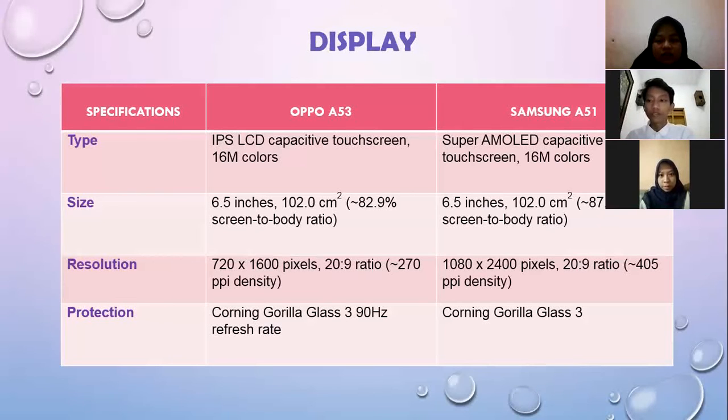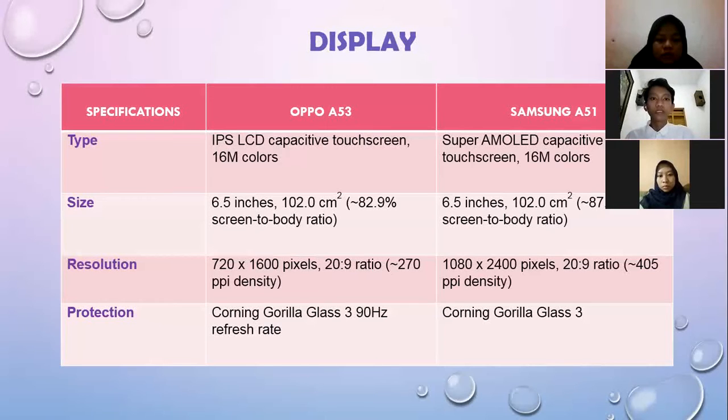Yes, Tikor. Hello everyone. My name is Tikor. In this slide, we will talk about the display used by both phones. Number 1 is type. Oppo is IPS LCD capacitive touchscreen, 16 million colors, and Samsung is Super AMOLED capacitive touchscreen, 16 million colors.